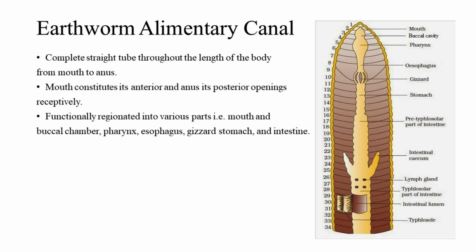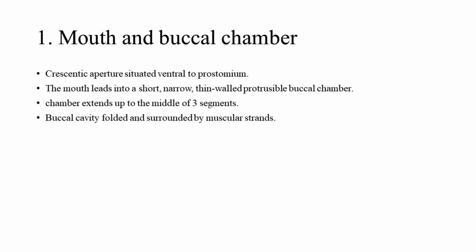Functionally regionated into various parts, i.e., mouth and buccal chamber, pharynx, esophagus, gizzard, stomach, and intestine. 1. Mouth and buccal chamber. A crescentic aperture situated ventral to the peristomium. The mouth leads into a short, narrow, thin-walled, protrusible buccal chamber. The chamber extends up to the middle of the 3rd segment. The buccal cavity is folded and surrounded by muscular strands.